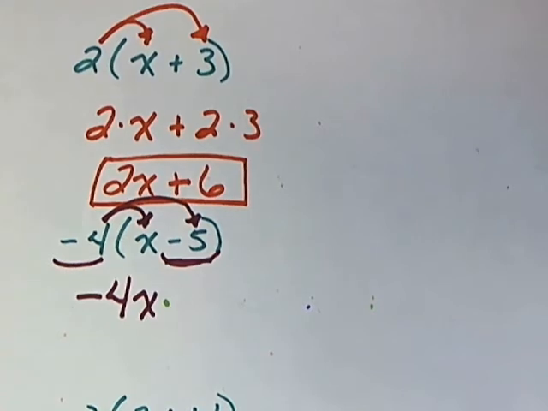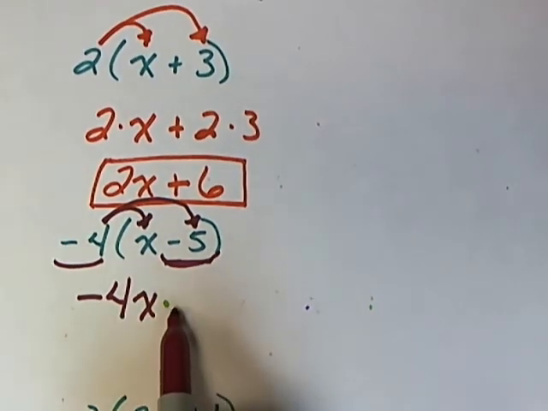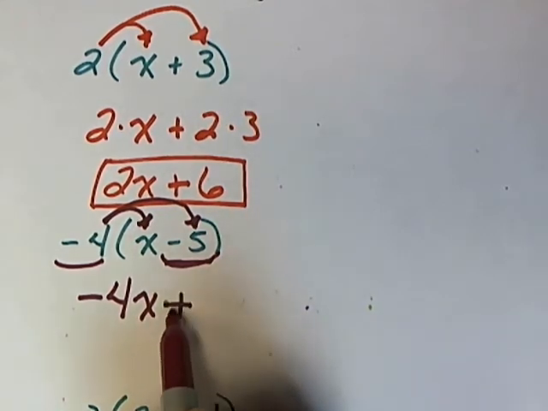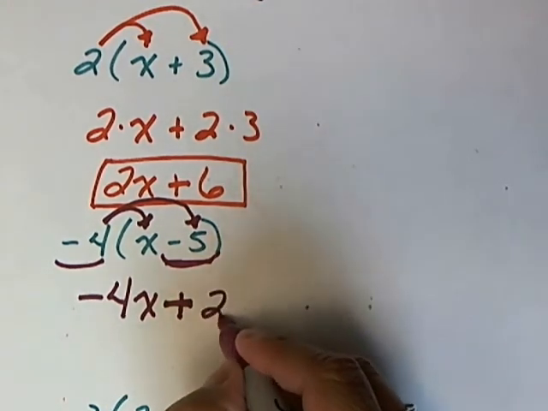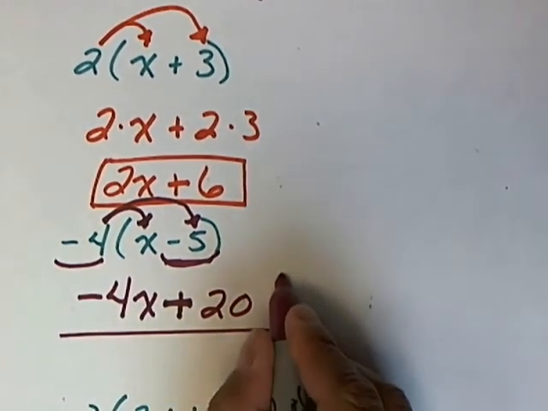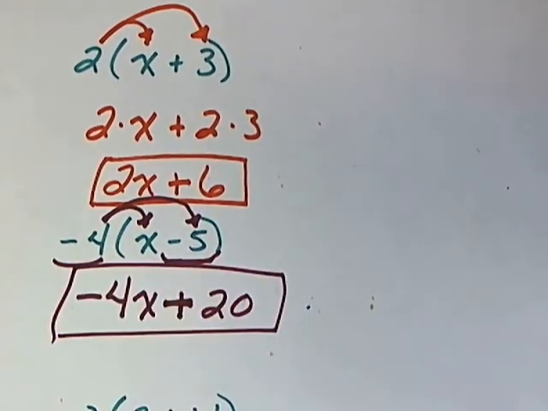But this is a separate term, so we need to make sure that we have either a plus or a minus sign here to separate our terms. A negative times a negative is a positive. So we'd go plus, and 4 times 5 is 20. So this is the simplified form of that expression.